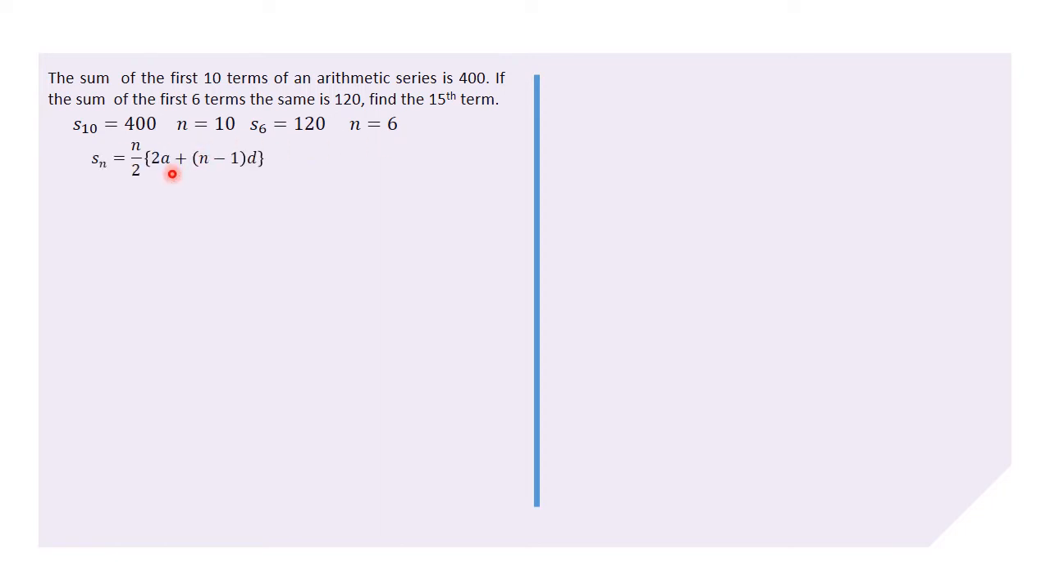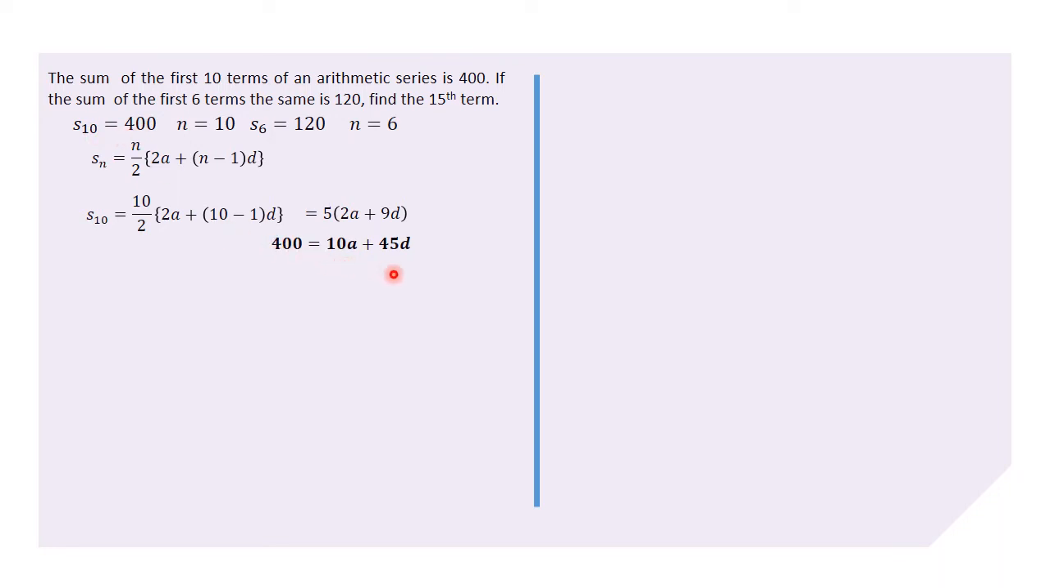Since this is a formula, we're going to begin with the sum of the first 10 terms and write it this way. Sum of the first 10 terms, 10 over 2, and we have also 10 for n here. Simplify this, and you're going to get 5 in brackets 2a plus 9d, which simply will be 10a plus 45d. But notice that that equals 400 because we were told the sum of the first 10 terms is 400. So 400 is equal to 10a plus 45d.